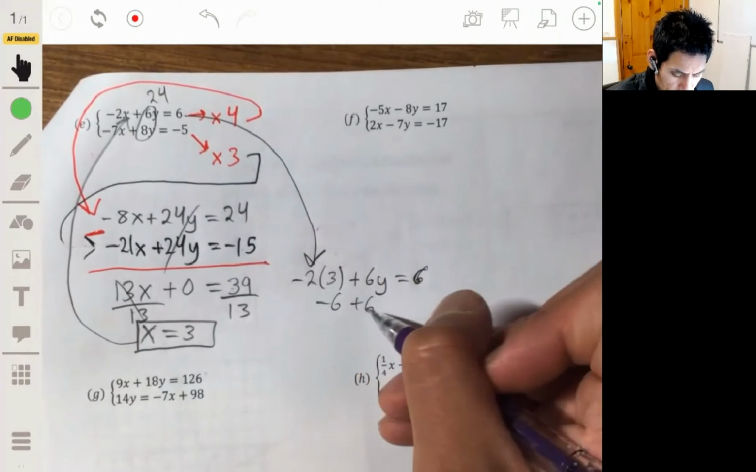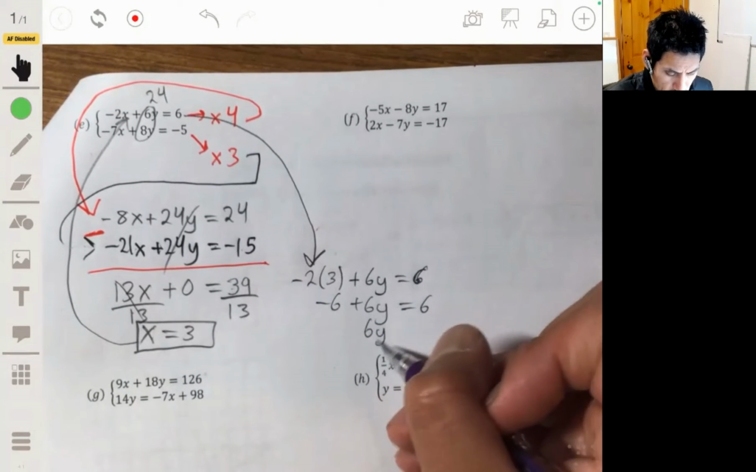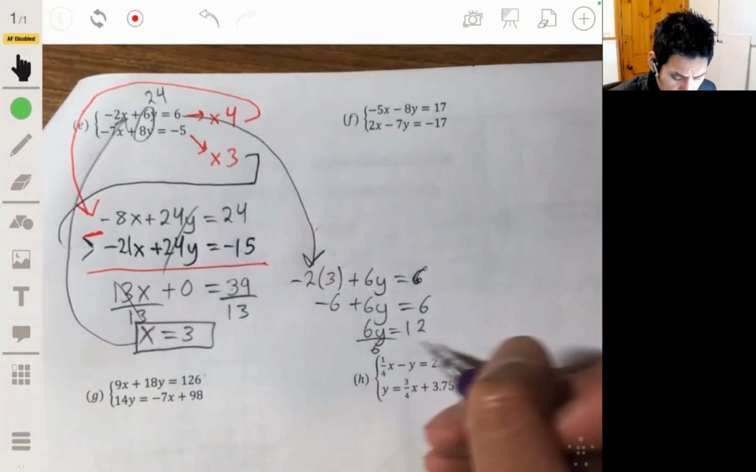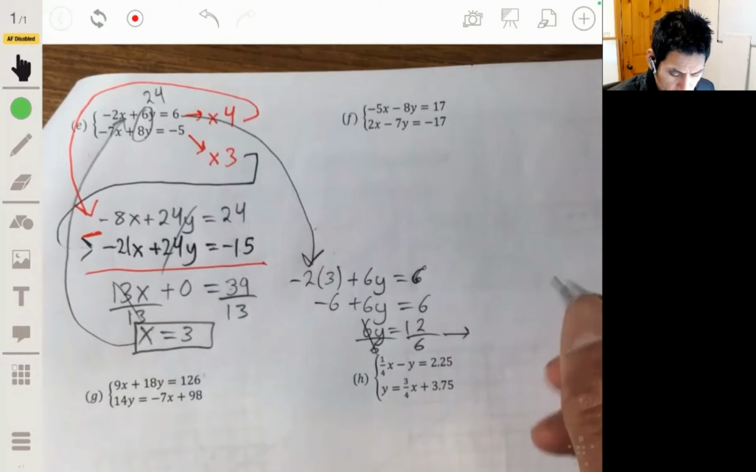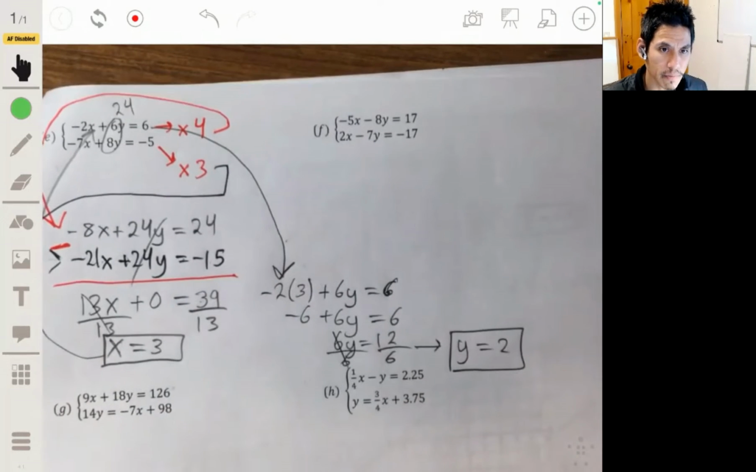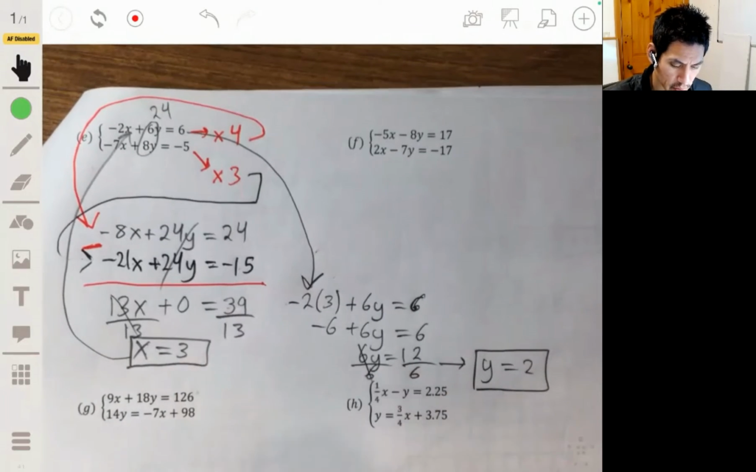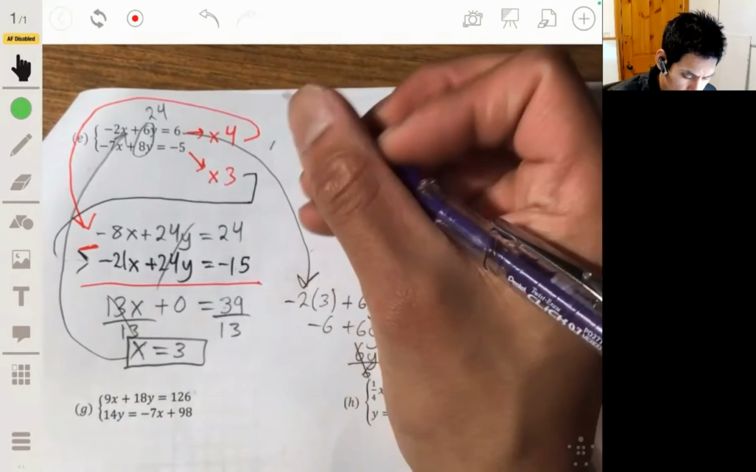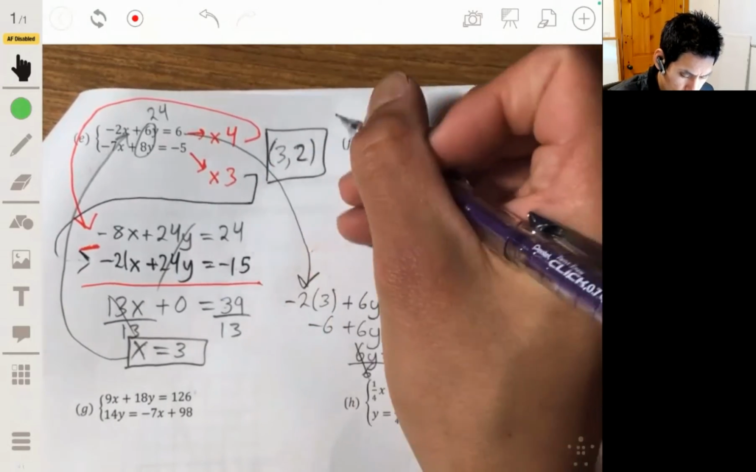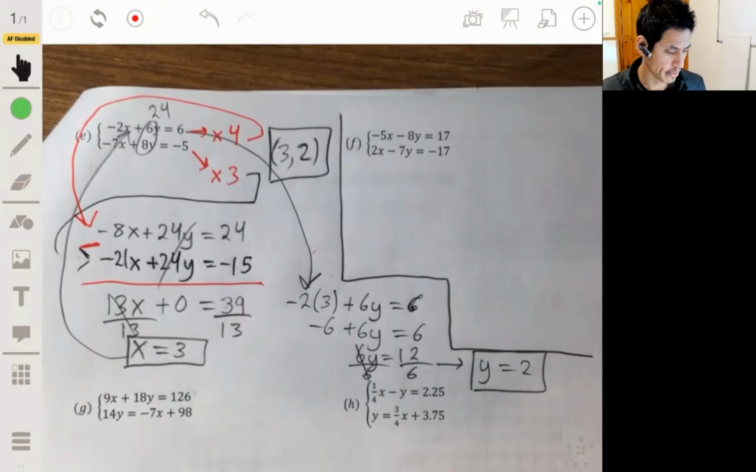Negative 6 plus 6y equals 6. Add 6. We get 6y equals 12. Divide by 6. And we'll get y equals 2. Not sure why I said it that way, but 2. Okay, yeah, then our answer would be the ordered pair 3, 2. Okay, nice.